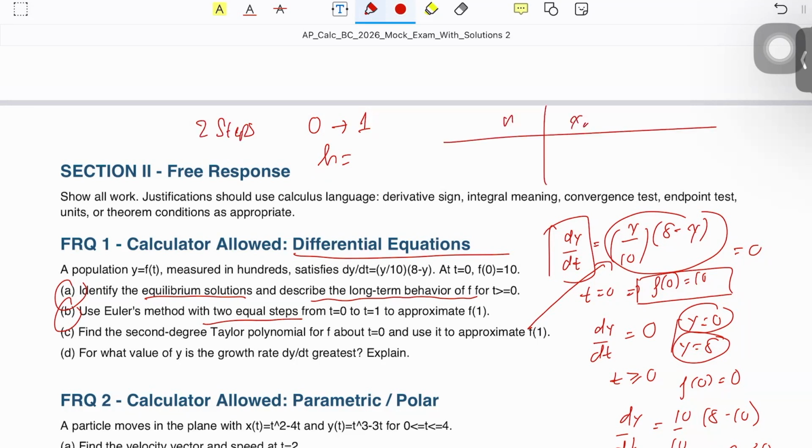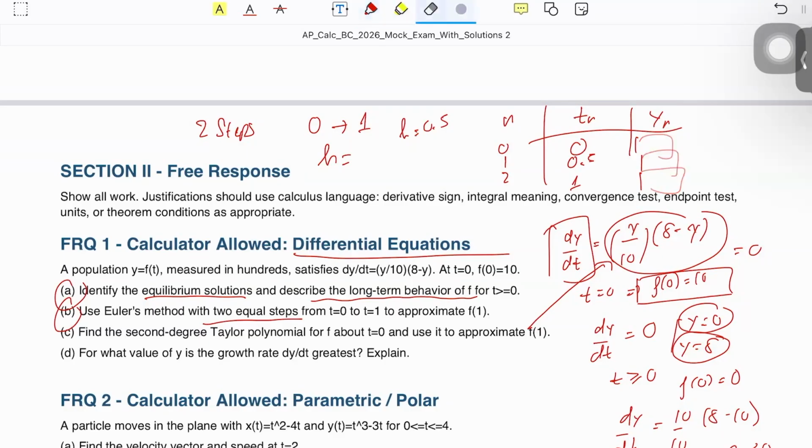So draw like this: 0, 1, 2. You need two steps because each step is going to be 0.5. So my t values are going to be 0, 0.5, and 1. What they want to ask you is the value of y. When t equals 0, y will be 10. That is the given one. They will always give you the first value. The first one will be 10.